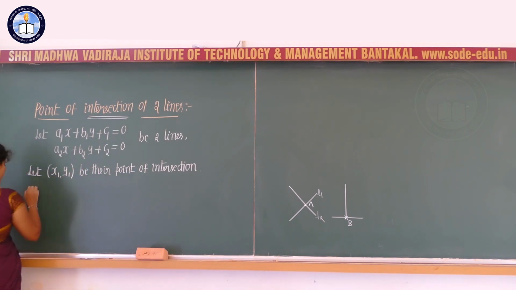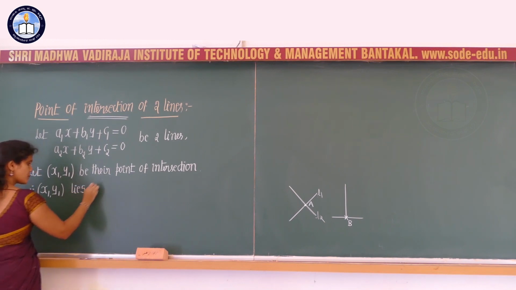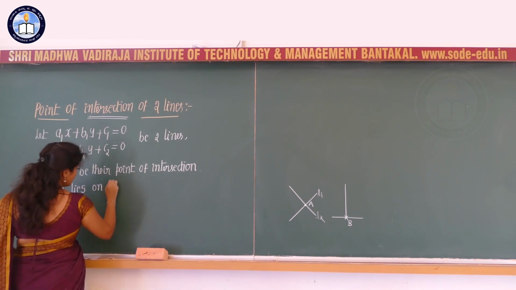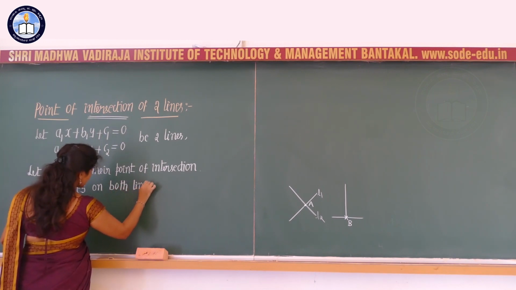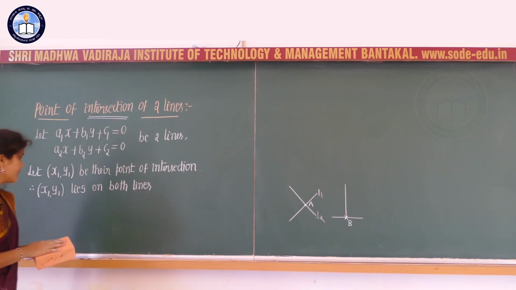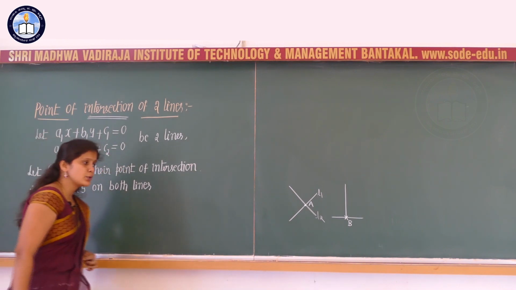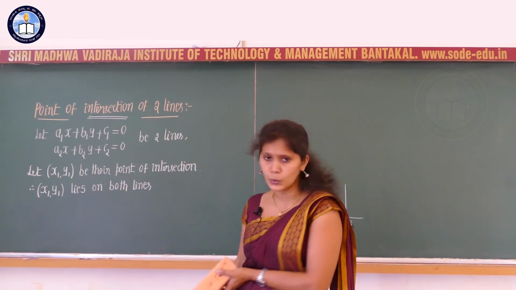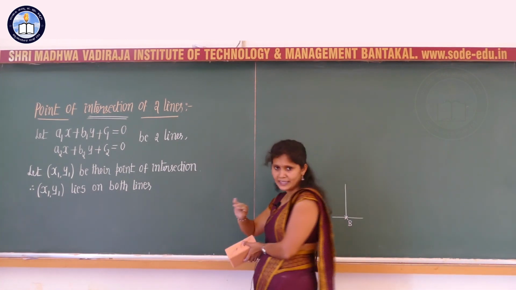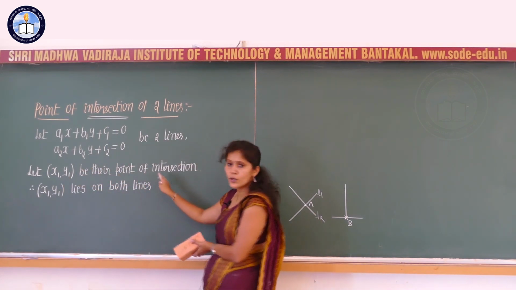So therefore this point ordered pair x1 comma y1 lies on both the lines. This lies on both the lines. So here we can say that a1 into x plus b1 into y plus c1 equal to 0, and a2 into x plus b2 into y plus c2 equal to 0 be the given two lines. And we are assuming that, or we are considering x1 comma y1 be the point of intersection.